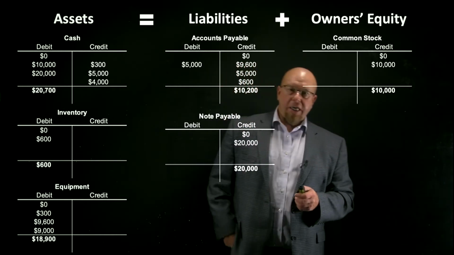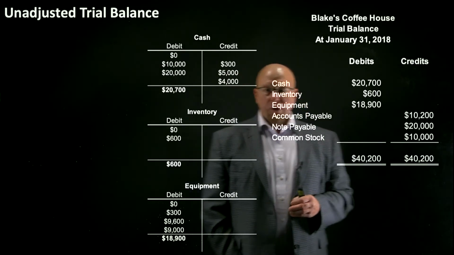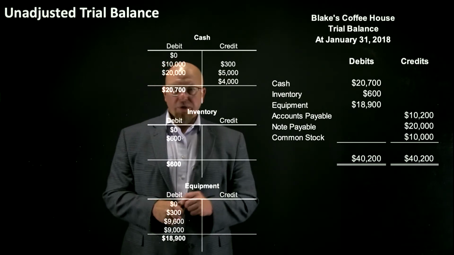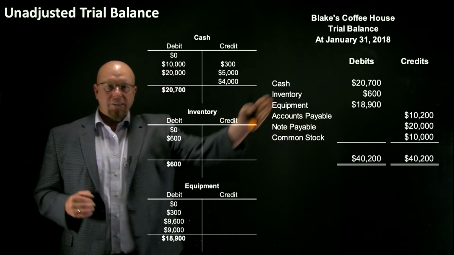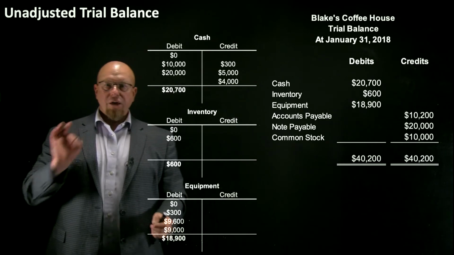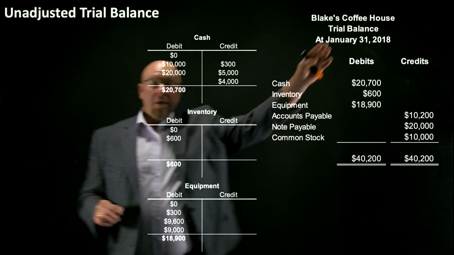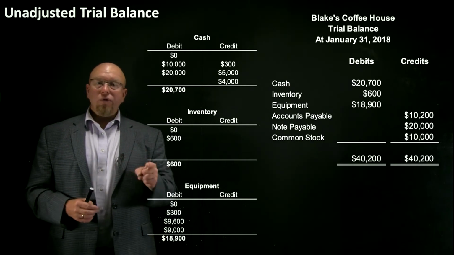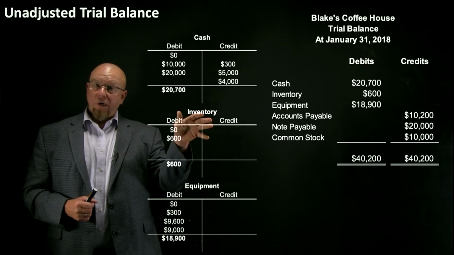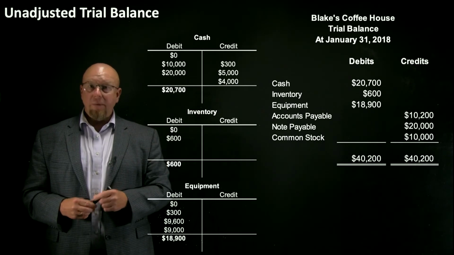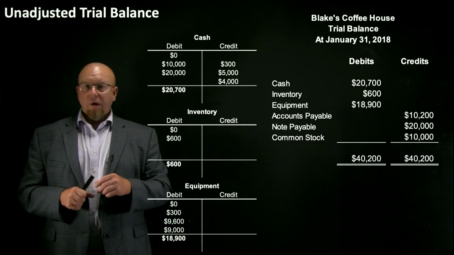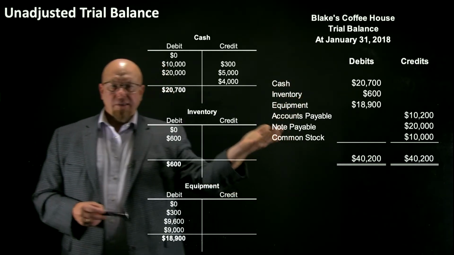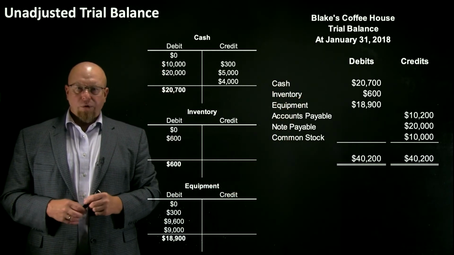Okay, so let's bring this all together into a trial balance. What I'm showing you here are just the three asset accounts. The trial balance is simply a listing of the accounts and their balances at a point in time. This is as of the end of January 2018. In a future video, we're going to look at February 2018, where we actually start to sell some coffee and some food, and we're going to have some revenues and expenses. But right now, we just have these three assets, two liabilities, and an owner's equity account.